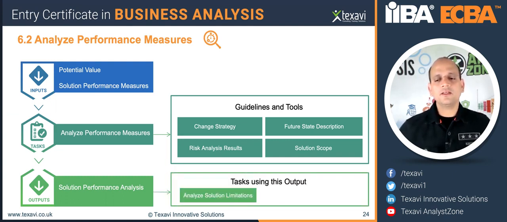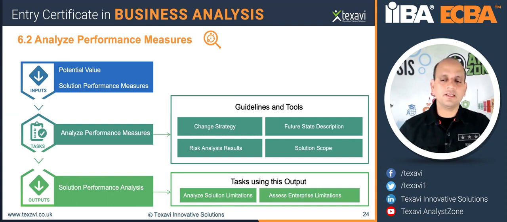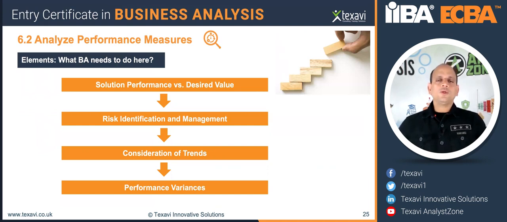And then what are the tasks that would use this output? Analyze solution limitations, which is the next activity that we're going to discuss, and assess enterprise limitations. Again, another one that we would discuss in detail in the next few slides. So what do we need to do in the context of analysis of the performance measures as BAs? We start with the solution performance versus desired value.